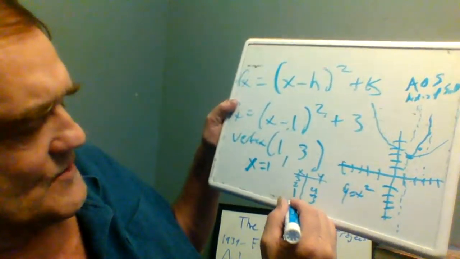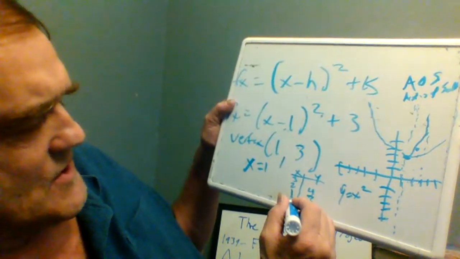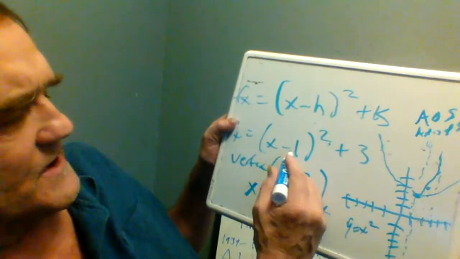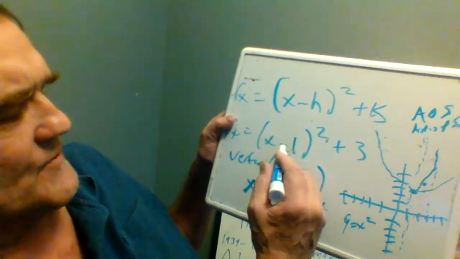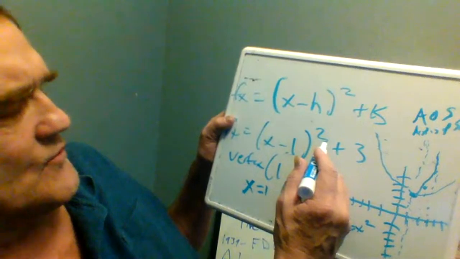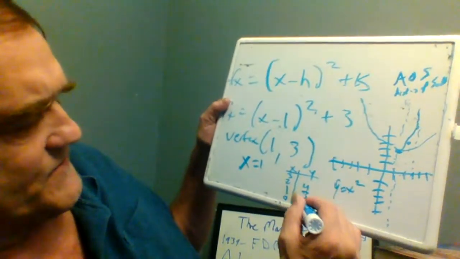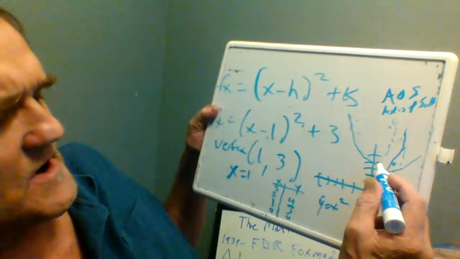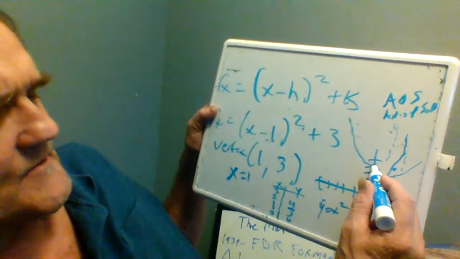You could also do it by going to 0. Plug in 0: 0 minus 1 is negative 1, squared is 1, plus 3 is 4. You're going to have the same thing as on the other side. So you've got 0, 4.